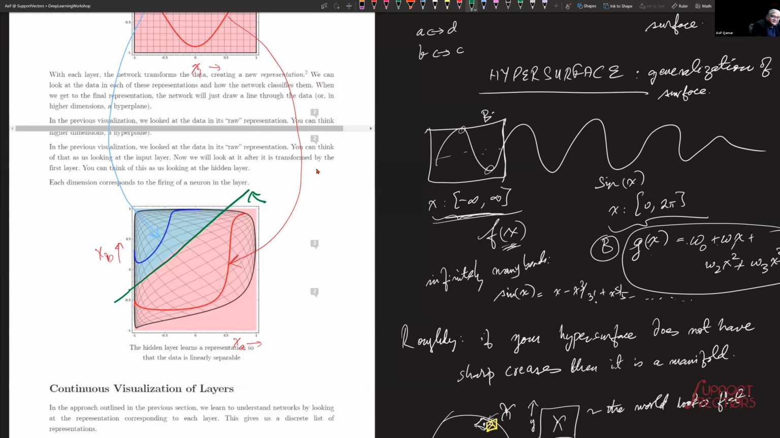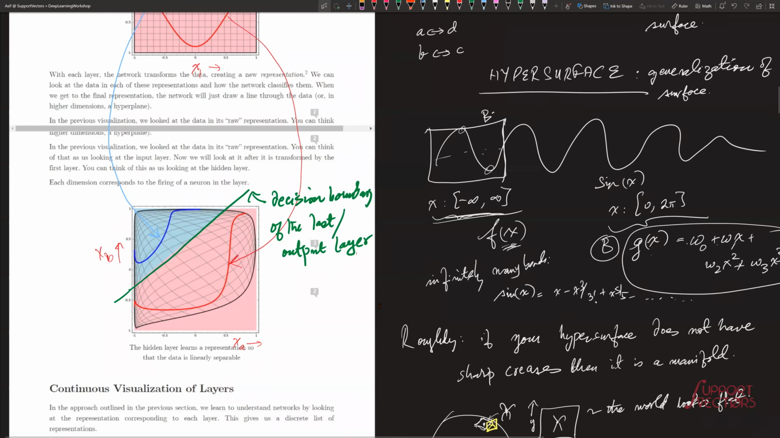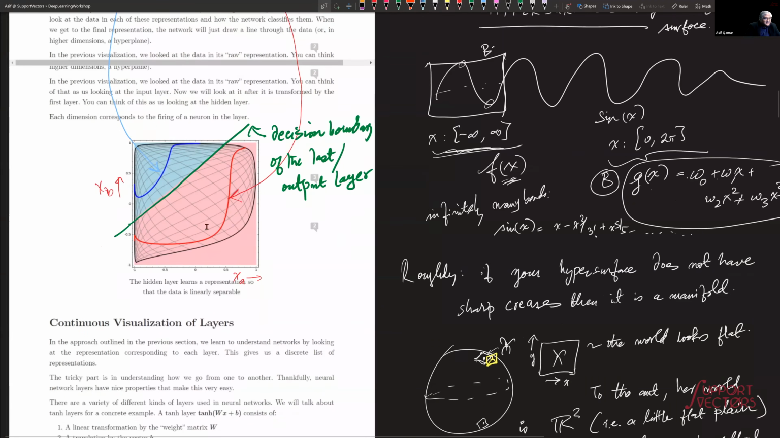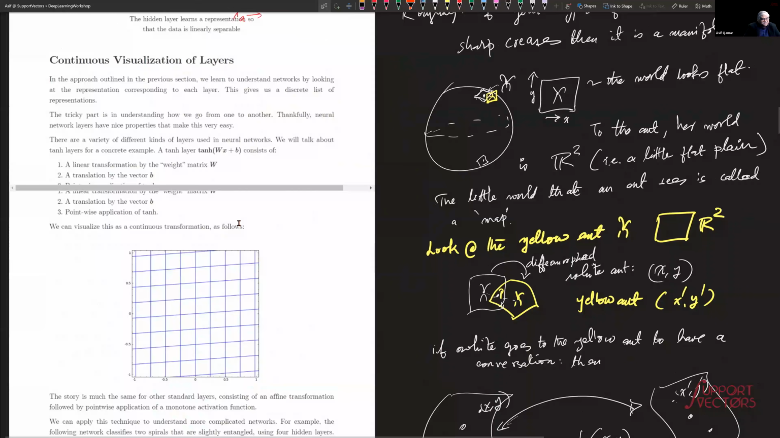decision boundary of the last output layer. Isn't it right? Does that make sense? Yes. This is it. And this is the beautiful idea that he's trying to say. And then he gives this visualization.